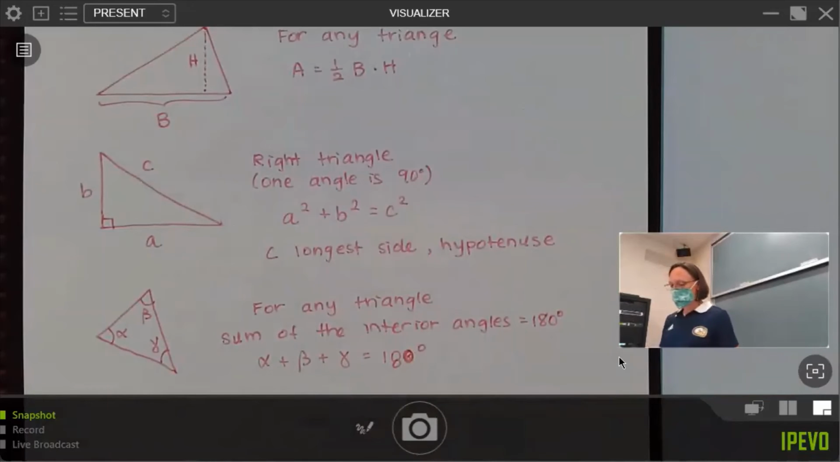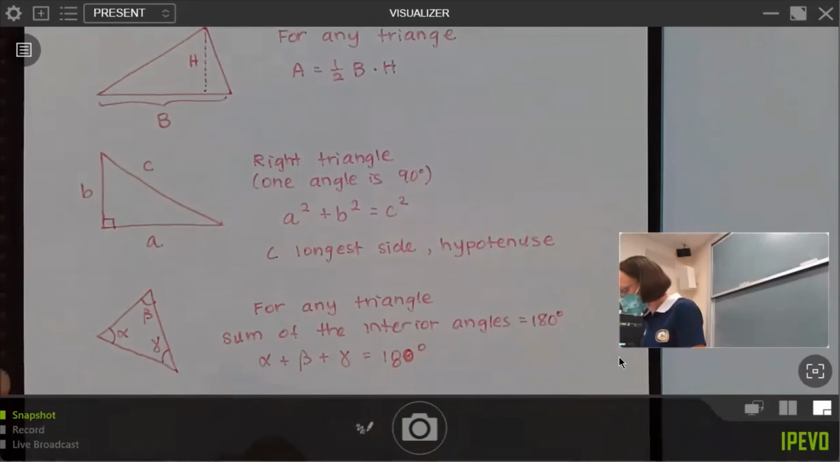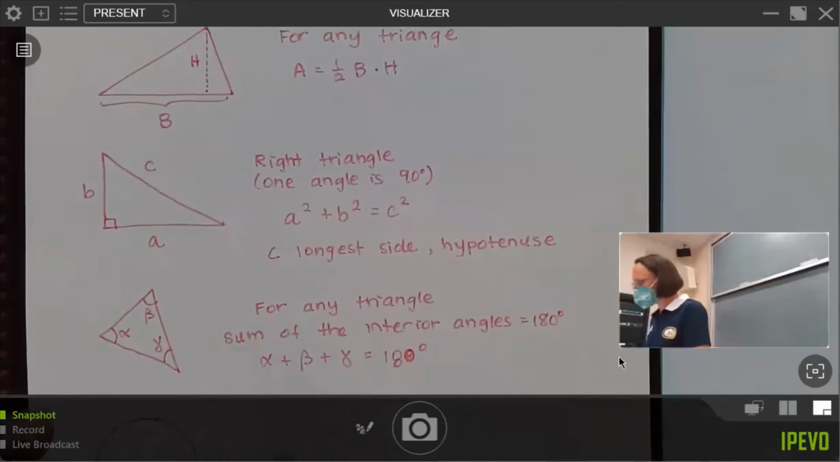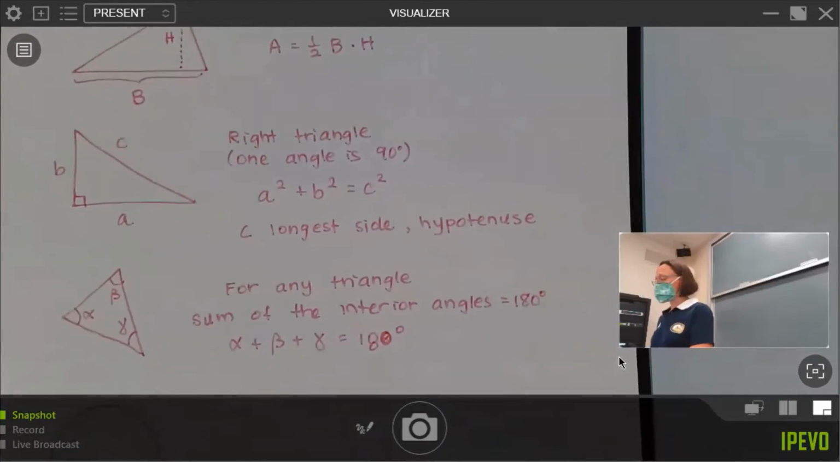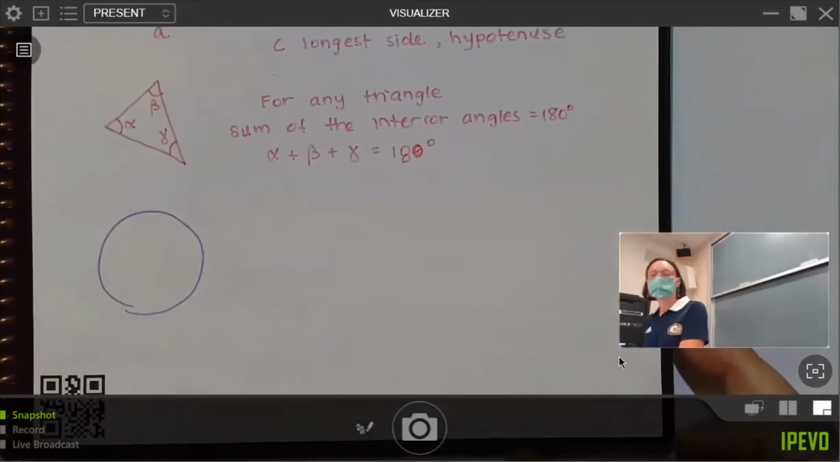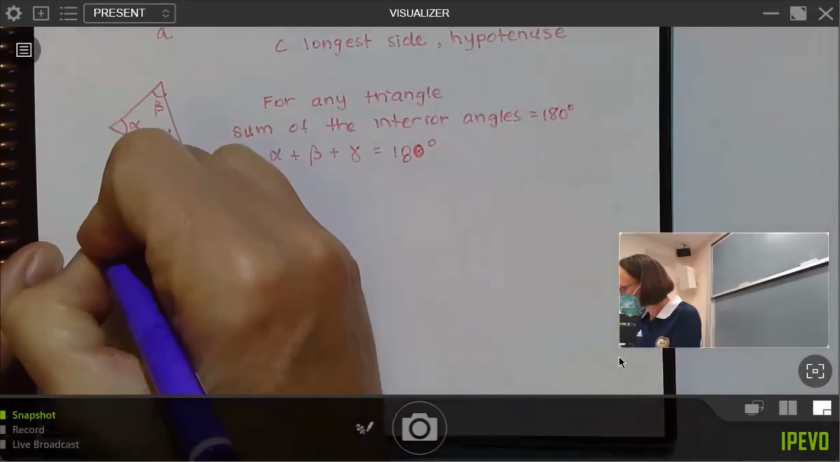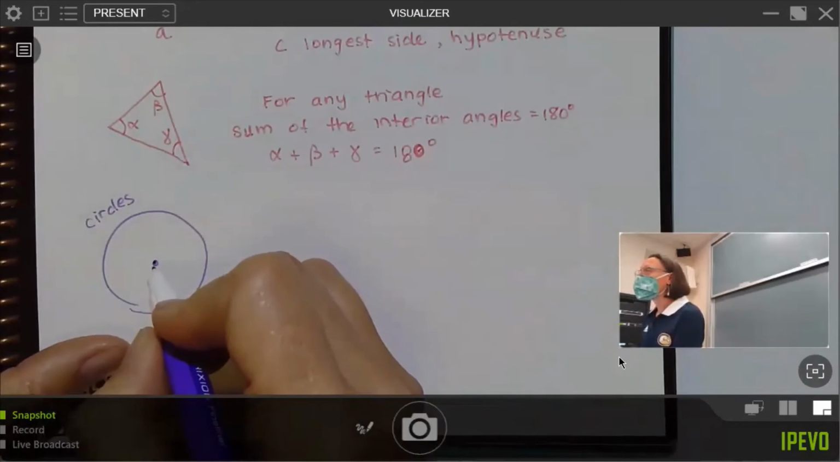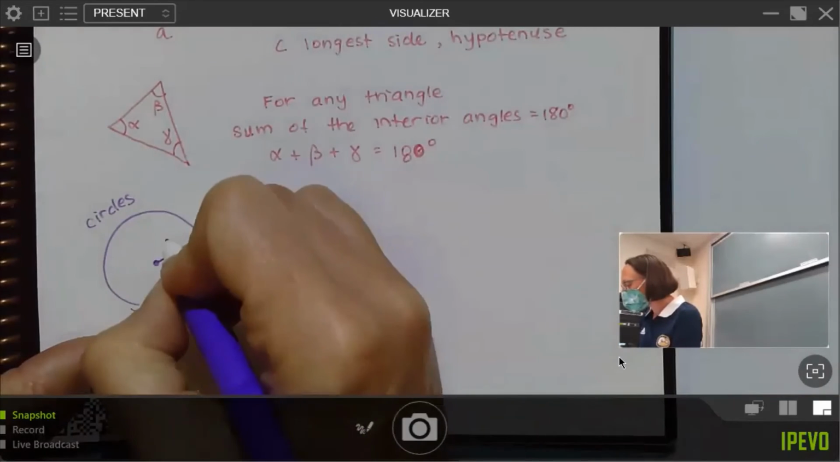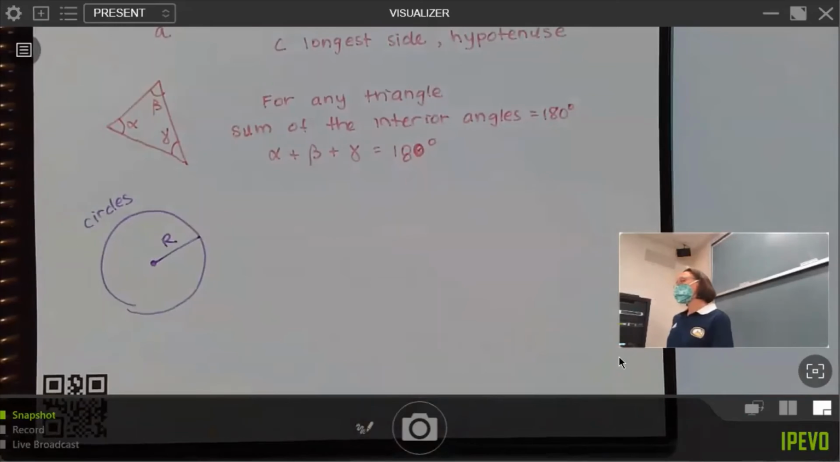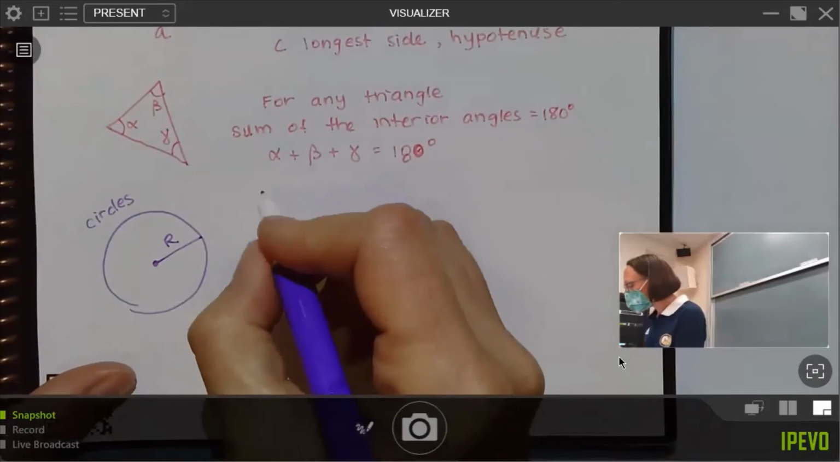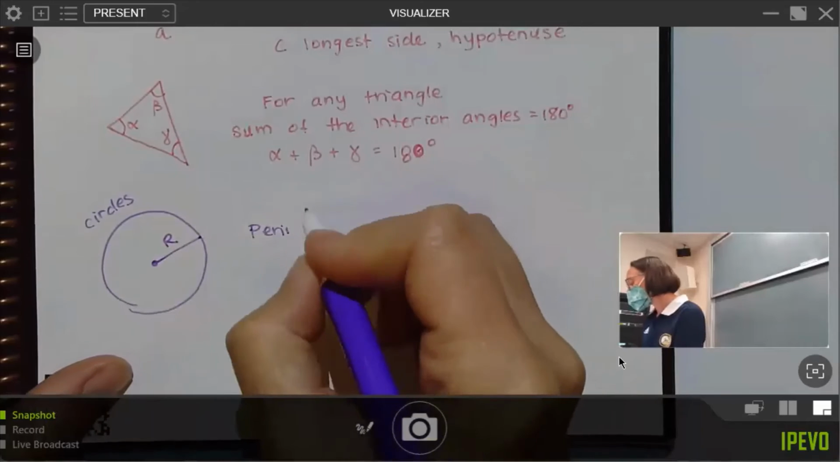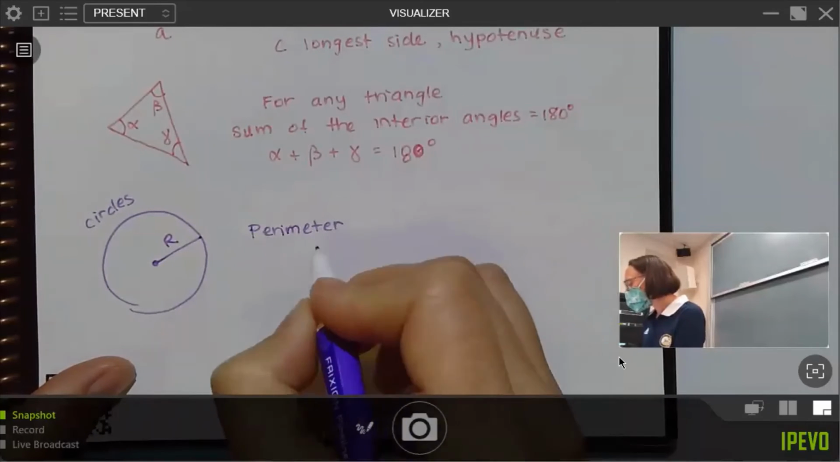One last set of geometry formulas in terms of pictures and fun shapes. We should talk circles. So when we're talking about circles, circles are defined really by where the center is and what the radius is. So the radius is measured from the center of the circle out to any edge, and the perimeter gets a special name for circles. And instead of using the word perimeter, we use circumference.